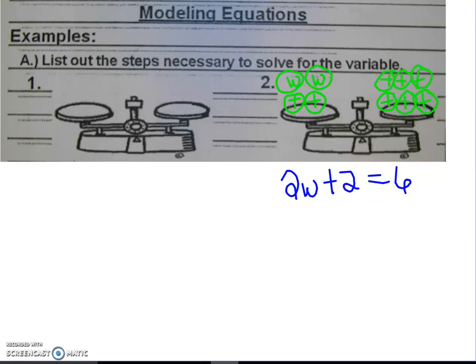Alright, so if I want to solve this, I'm going to subtract 2. I've got to get rid of the positive 2, so I'm going to do the inverse. 2 minus 2 is 0. 6 minus 2 is 4.